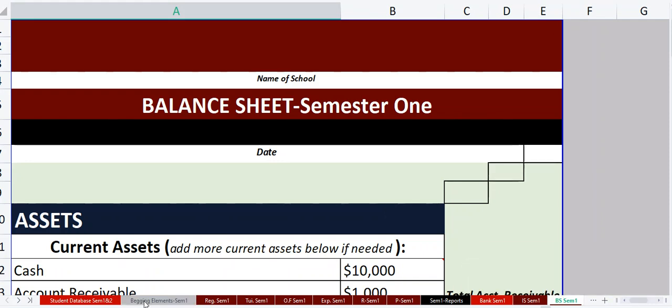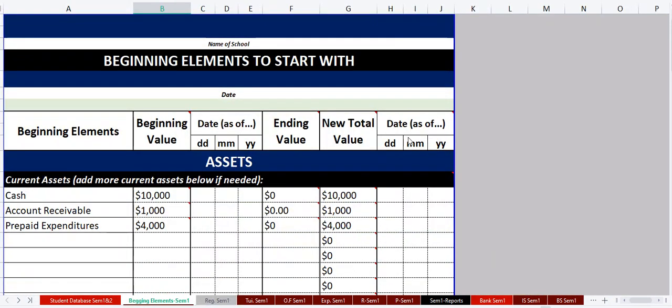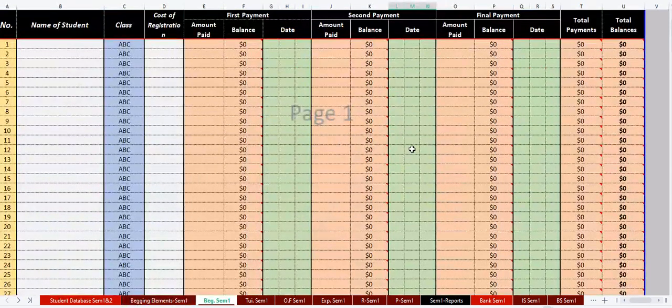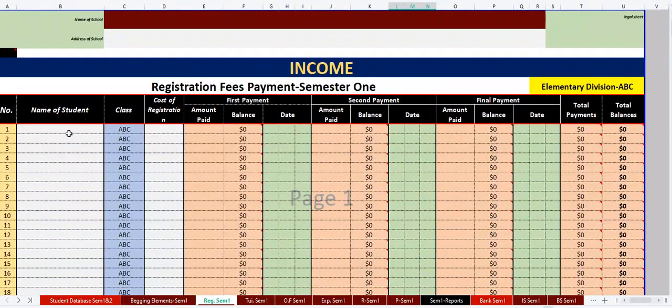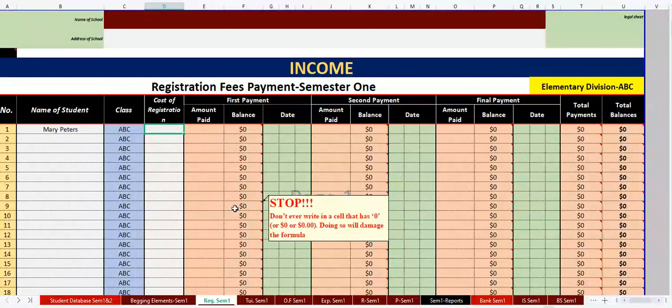So now we start transactions. So we come here now. Who did we say? Did we say Mary Peters? Okay, Mary Peters. Yes, Mary Peters was registered. Now the registration fee is 19,000. Great.